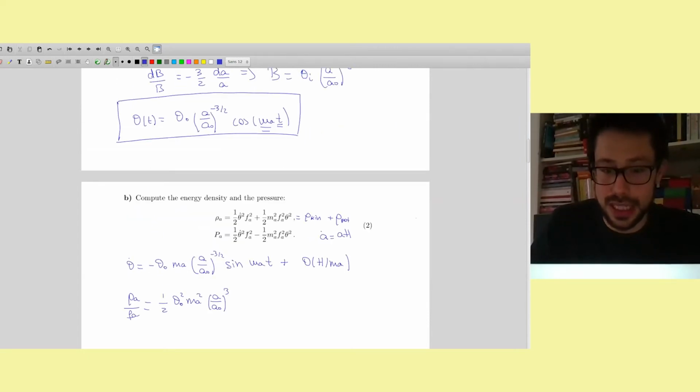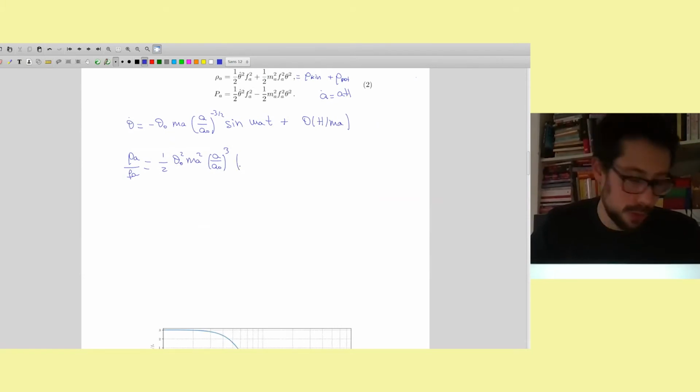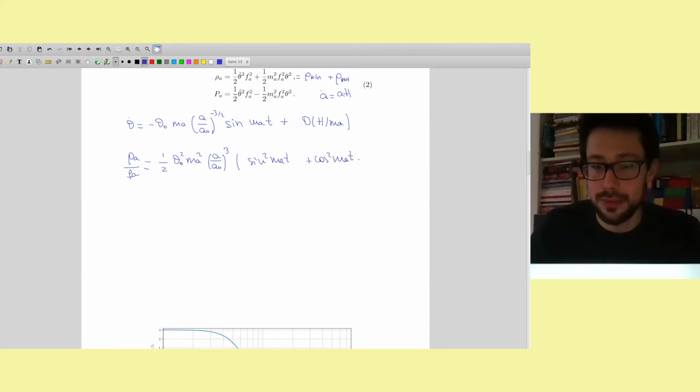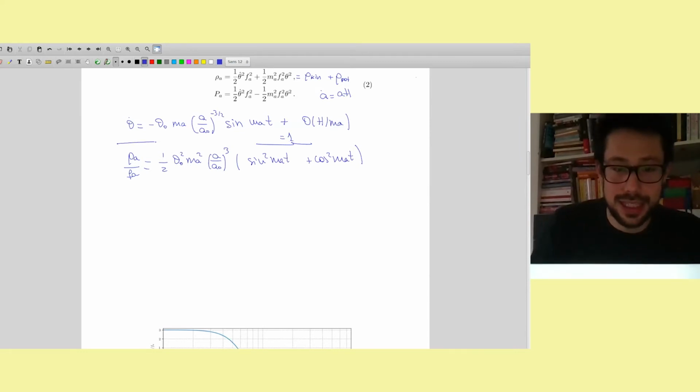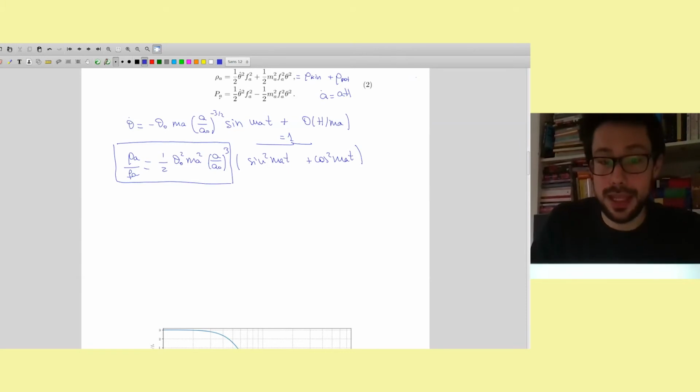And then the only thing that is different in the kinetic and in the potential is that, as your colleague was commenting, in the case of the kinetic we have the sine squared of MAT, and for the potential we have cosine squared of MAT, right? And of course, this is equal to 1, and this means that this is the energy density of the axion field, okay?